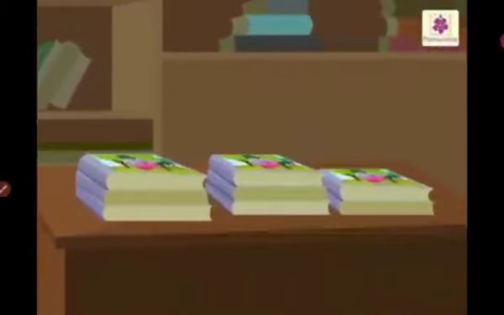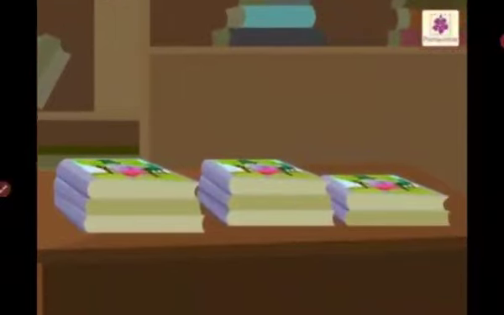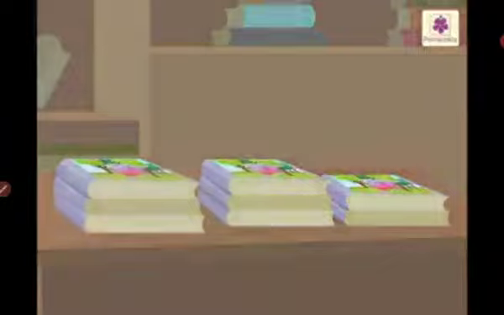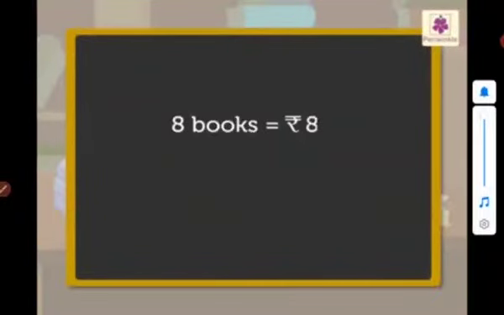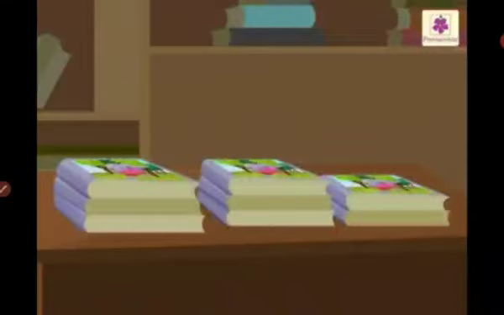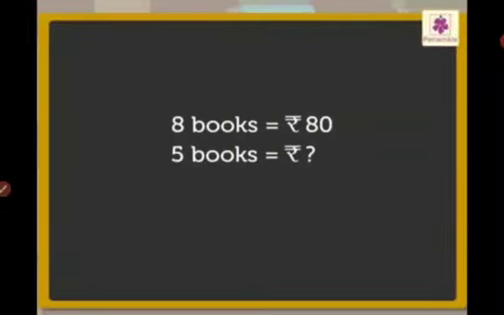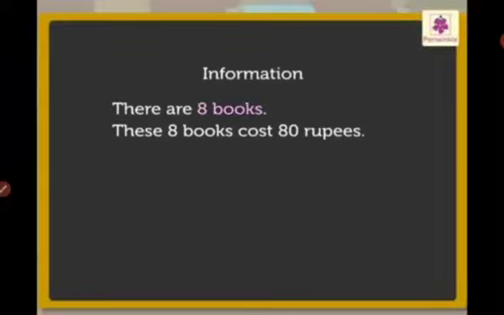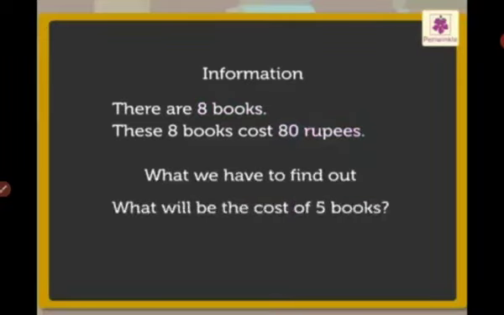I have to buy some books. There are 8 books here. These 8 books cost 80 rupees, but I need only 5 books. Let's find out the cost of 5 books. First, let's see what information we have: 8 books cost 80 rupees. Now let us see what we have to find out: the cost of 5 books.